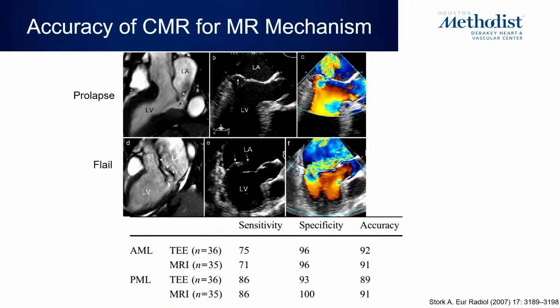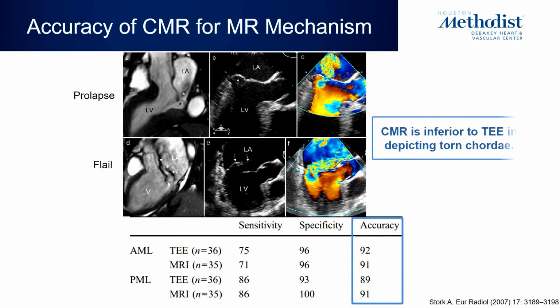This has been tested against TEE using surgery as a reference, and the accuracy of MRI is pretty good. However, if you notice, the sensitivity is low. Why? Because sometimes MRI can miss a flail segment, because flail is a rapidly moving, irregularly moving structure that can be missed on MRI. MRI doesn't like irregular moving structure. So in terms of specificity, when we see it, we know it's there, but sometimes we miss it.